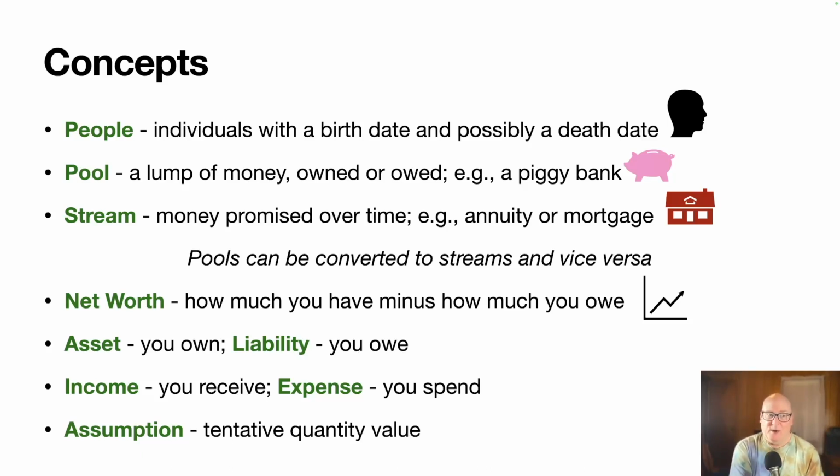All right, now another notion is a pool, which is a lump of money. You either owe it or own it. A piggy bank is a very small pool. Your 401k or retirement fund is a bigger pool. If you have a mortgage on a house, that debt is a pool.